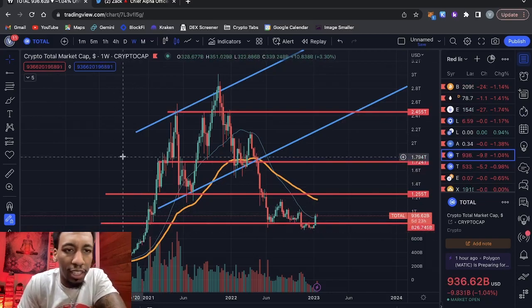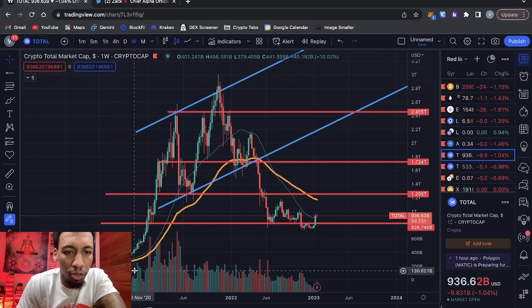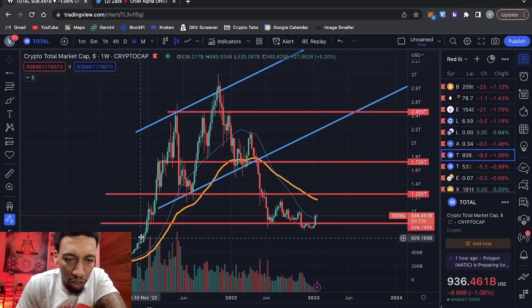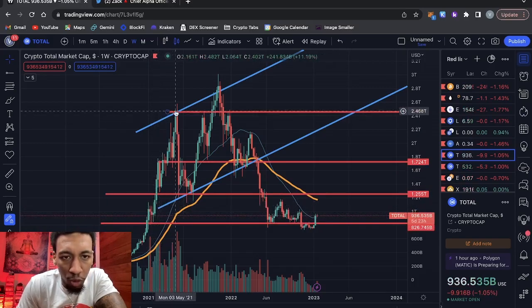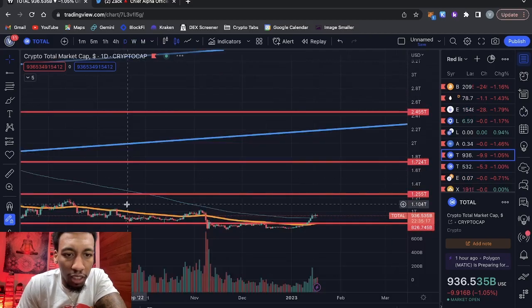Now let's look at the total crypto market cap. Works here too. This is an index showing the entire market cap of the entire crypto industry. So right here, we saw the market break and retest this as support. This is the perfect candle to get in. This nice big green candle, you could have rolled the market all the way up to a $2.5 trillion market cap. Let's see how that looks on the daily chart.